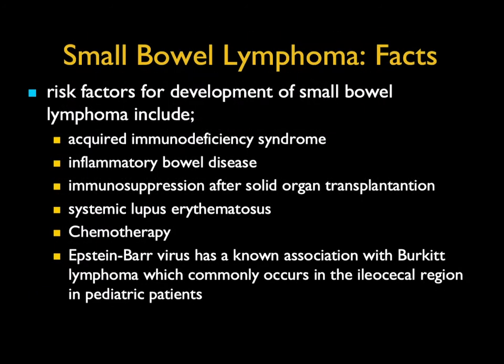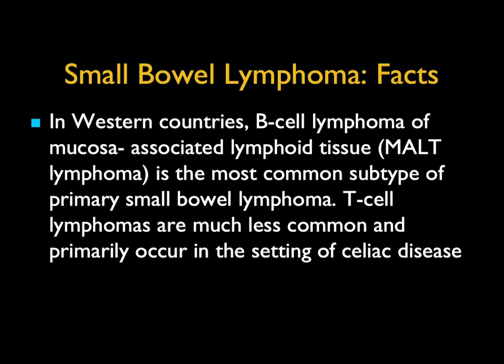Some other things, the risk factors for small bowel lymphoma: AIDS, IBD, immunosuppression, post-organ transplant, lupus, chemotherapy, Epstein-Barr virus are all possibilities. In Western countries, B-cell lymphoma, MALT lymphoma, is the most common subtype of small bowel lymphoma. T-cell lymphomas are much less common and occur with some of the risk factors we mentioned.